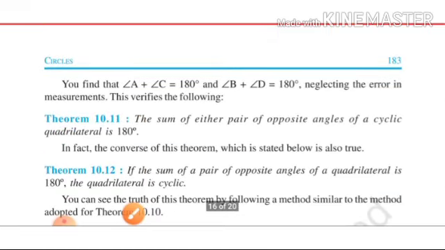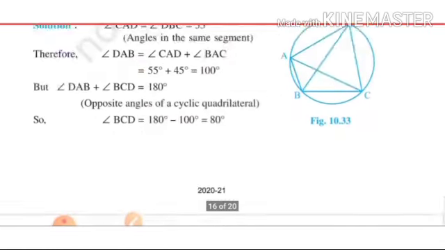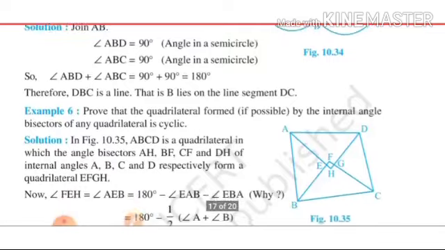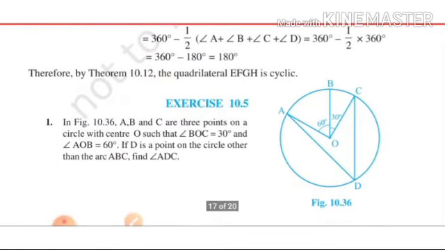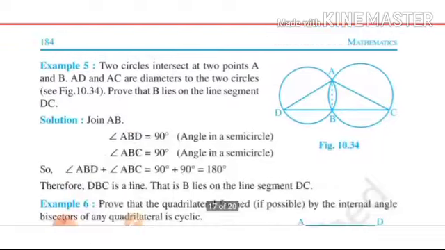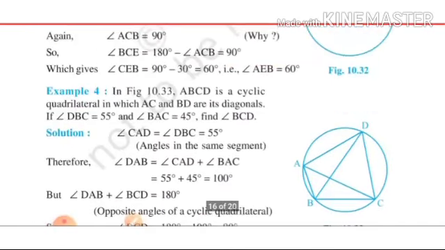So this is what is given here. Then we'll head on to the exercise. Go through all the theorems, and we'll head on to the exercise in the next class.